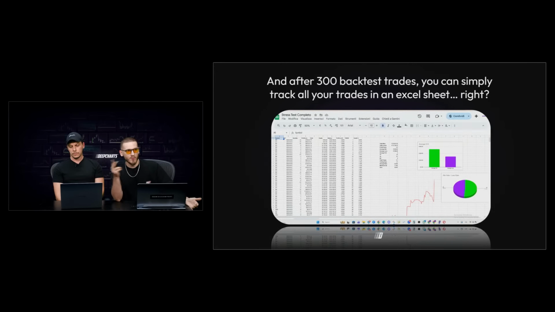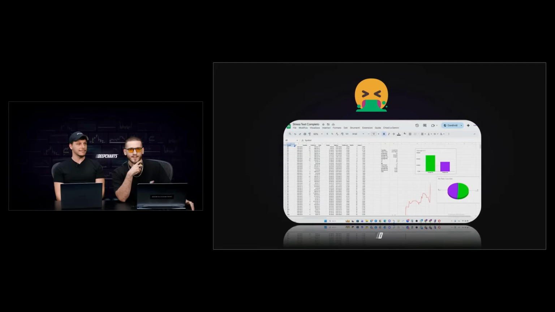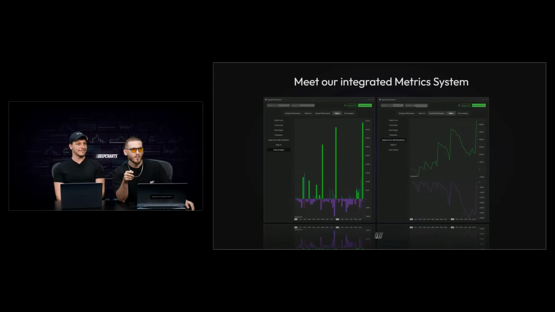And of course, after 300 backtest trades, you can simply track all of your trades in an Excel sheet, right? Right? No. Yuck. Meet our integrated metric system. All of the backtests you do are saved. You have all the metrics, the equity line, the win rate, every metric you need from your trading, integrated from your backtest and from your real accounts.